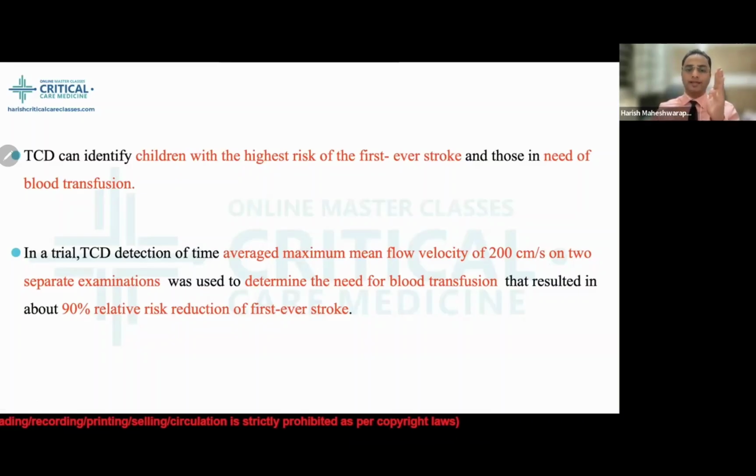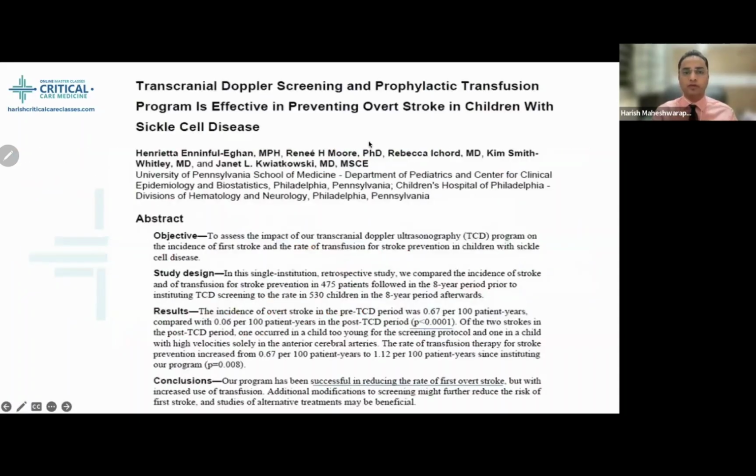So the mean flow velocity, you have taken the average value of two separate examinations. If the velocity is around 200, that tells the need for blood transfusion, which indirectly reduces the stroke burden. Very, very important. So this is one evidence: the TCD and prophylactic transfusion program is effective in preventing overt stroke in children with sickle cell disease.